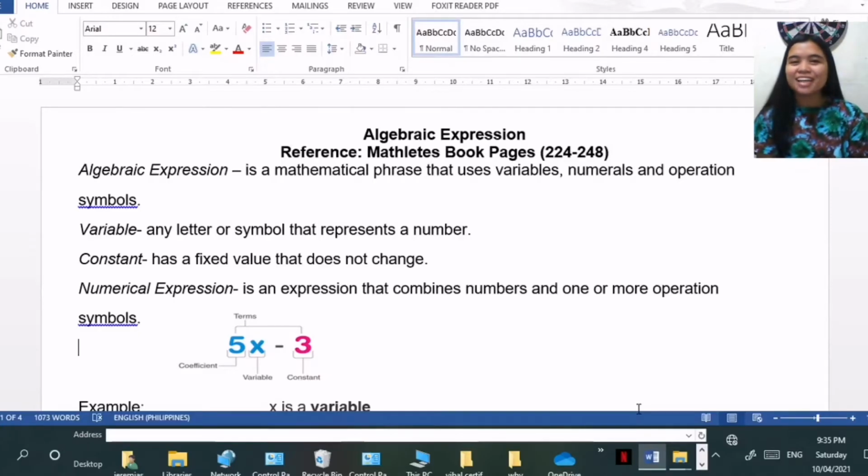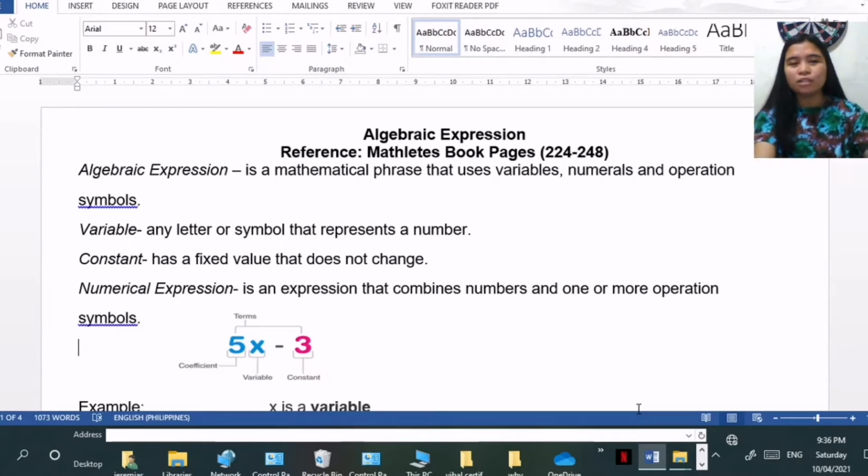So, once again, welcome to another vlog. We are now in week 3 and 4, quarter 3. Our topic for this vlog is about algebraic expression and also algebraic equation. So what are these two?